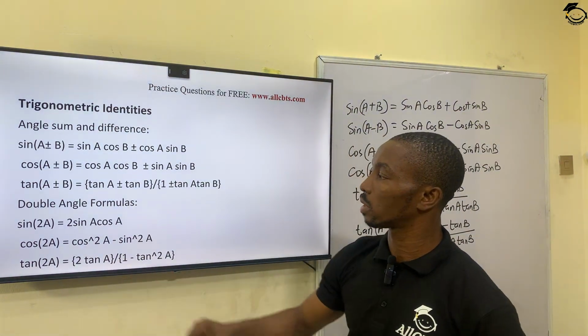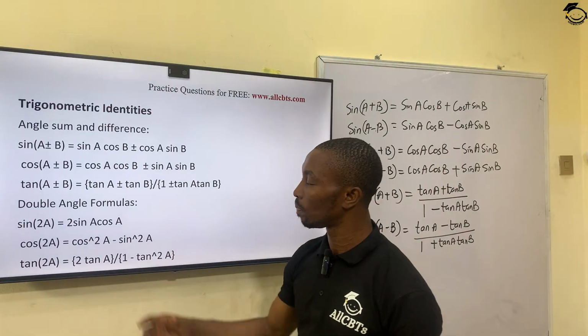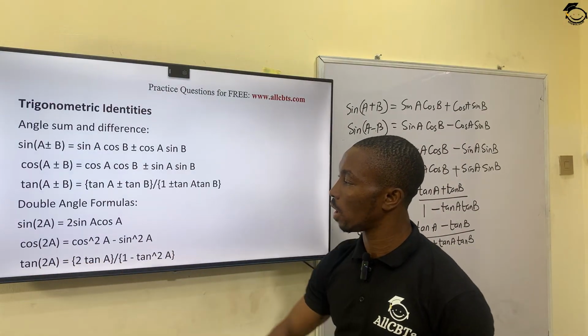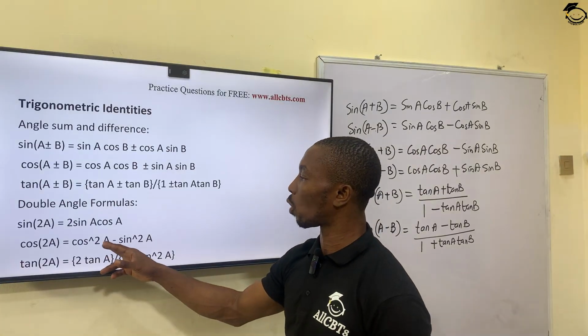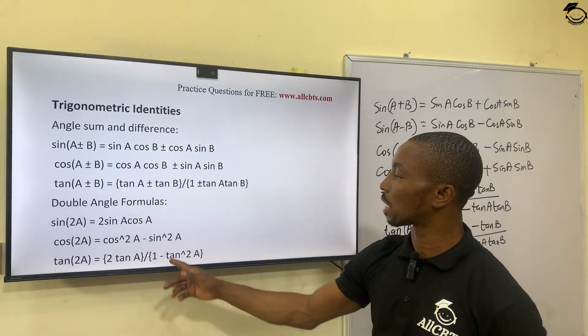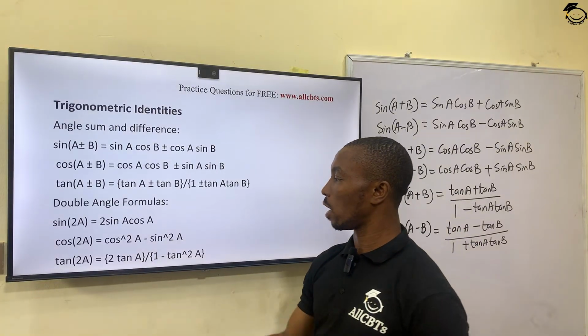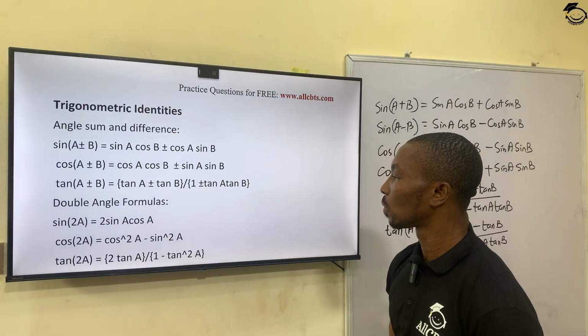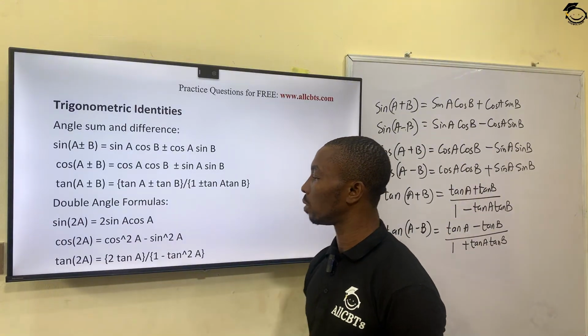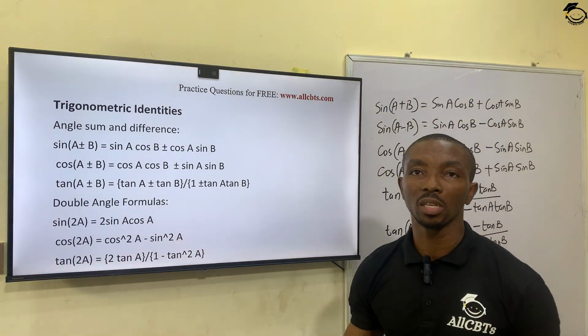Now, when we look at our double angle formulas, we have sine 2A will give us 2 sine A cos A, and cos 2A will give us cos squared A minus sine squared A. And tan 2A will give us 2 tan A divided by 1 minus tan squared A.